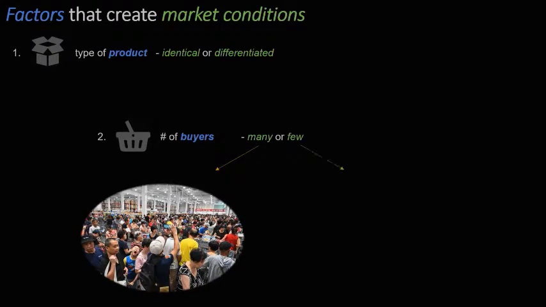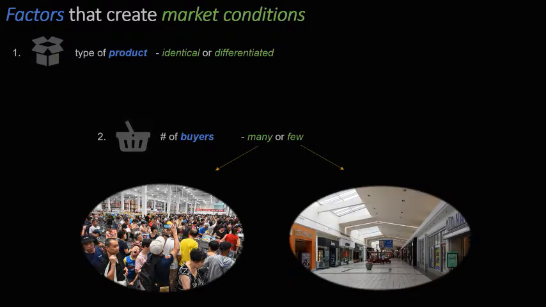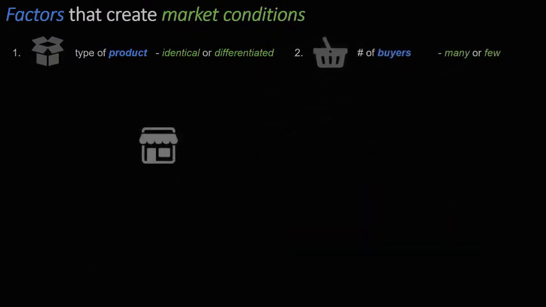Now the second factor is going to be the number of buyers. In this case, we can have many buyers, or we could have just a few buyers. The third factor is going to be number of sellers. In this case, there can be many, or there can be few, or it can be one.